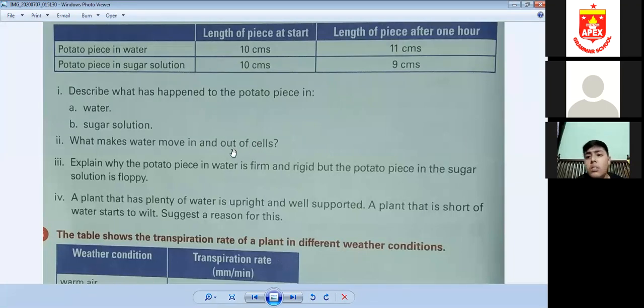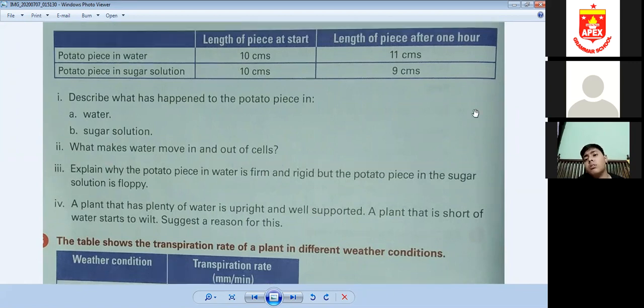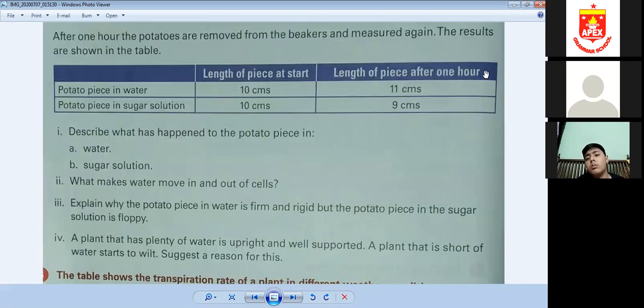I hope you understand it. Come to question number 3. Explain why the potato piece in water is firm. The piece of potato which was in plain water was firm, which means it was hard and rigid. But the potato piece in the sugar solution is floppy, which means it was soft.